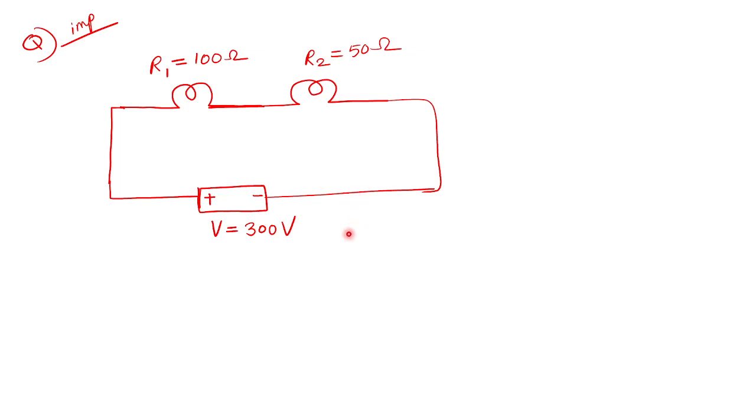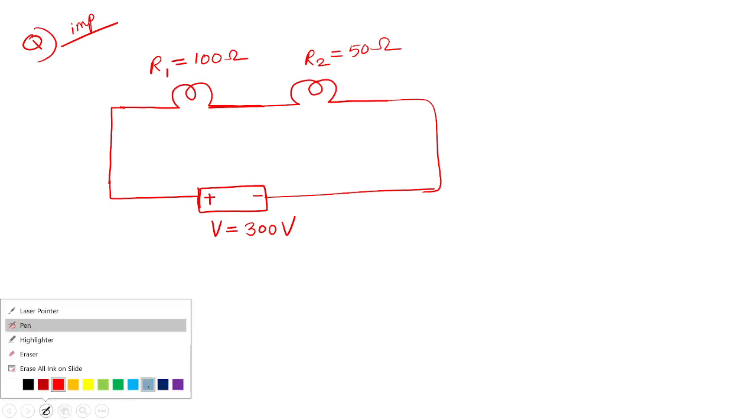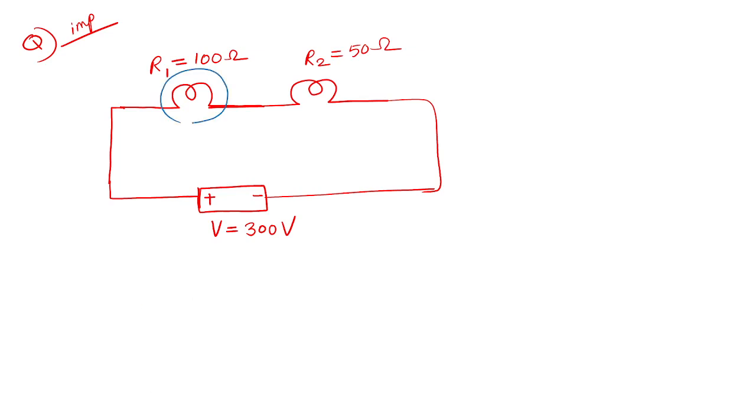Please listen carefully. Voltage is given, battery is given, two bulbs are connected in series. This symbol represents a bulb. Two electric bulbs having different resistance are connected in series. There are two bulbs, understood? This is the first bulb and this is the second bulb. Their resistances are different, so their brightness will be different.